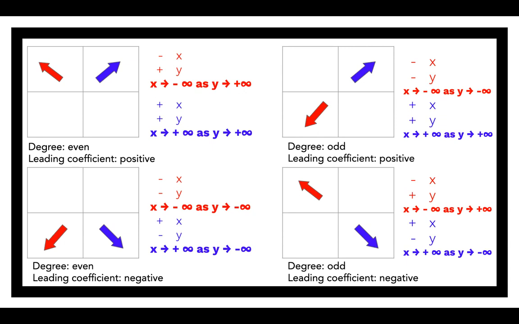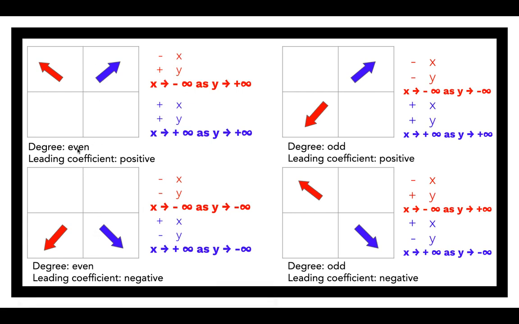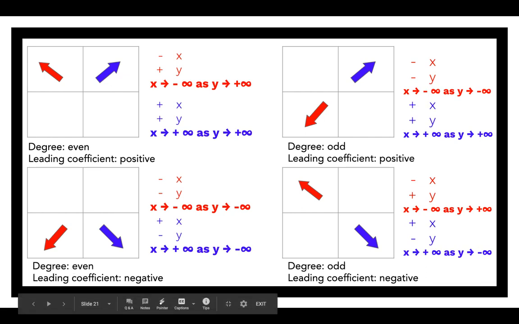I know this seems like it might be a lot of little things to be looking at, but just let me explain. Every polynomial function has two ends, right? We have a left end and a right end. And so these two left graphs that you can see, that says degree even. That means the highest exponent is an even number.